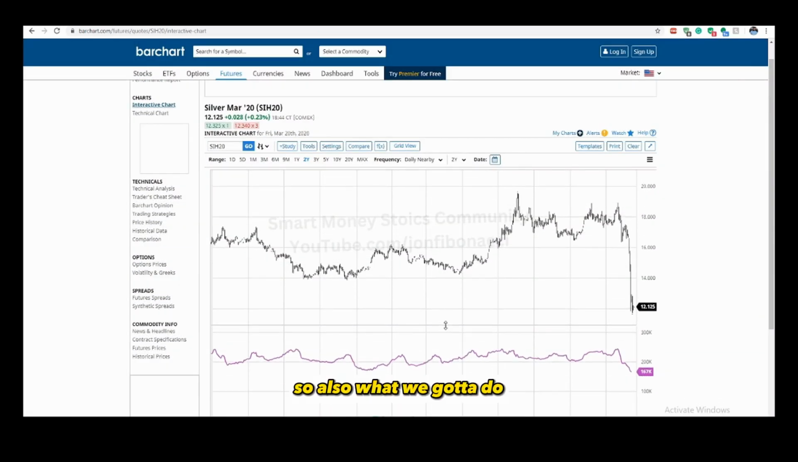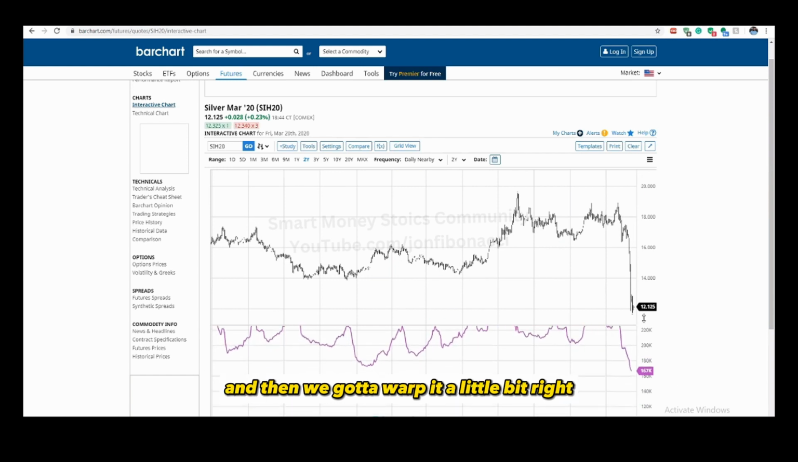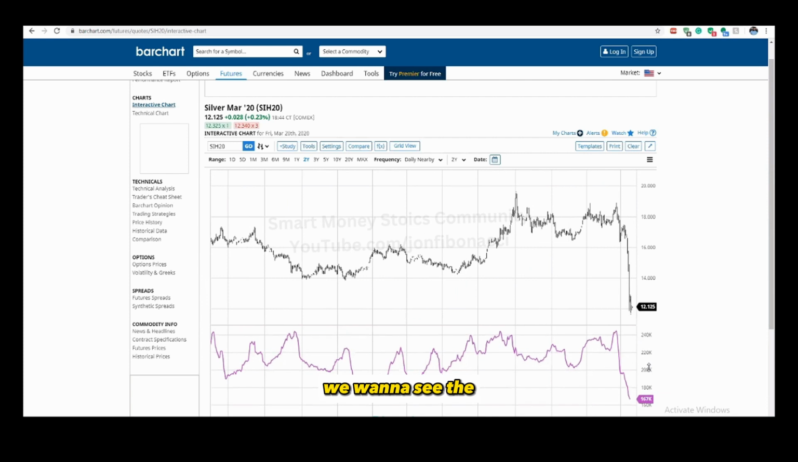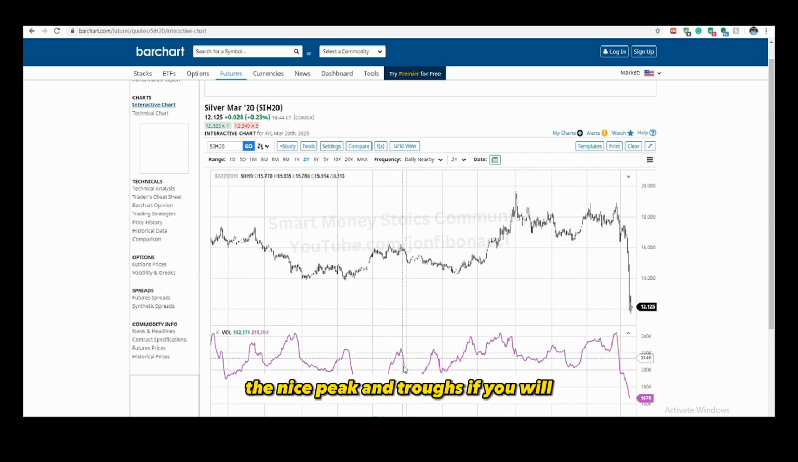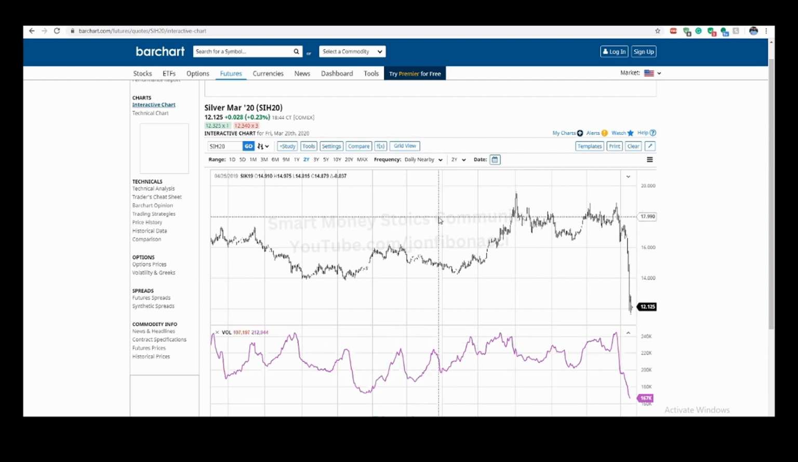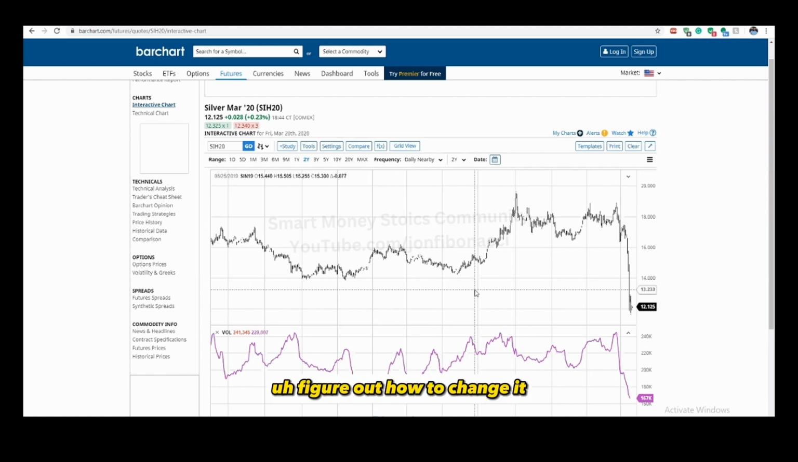Okay. So also what we've got to do, last step, okay, is look at our prices and then warp it a little bit, right? Because it's too flat. We want to see the nice peaks and troughs, if you will, the nice ups and downs, okay? Because that's what's going to be important. So this chart right here is very clean, despite the grid. I can't stand grids, but I can't figure out how to change it, and I'm not going to do that on this video. I'll do that another time.